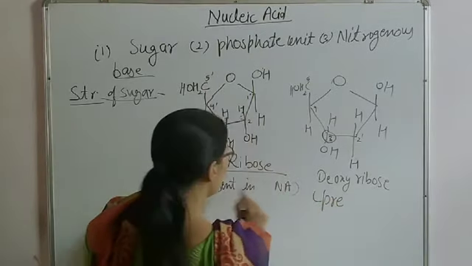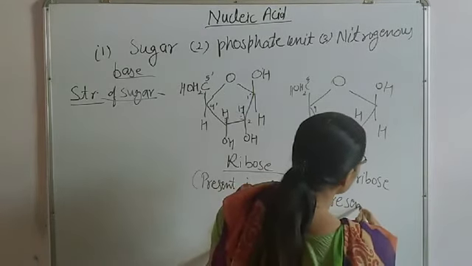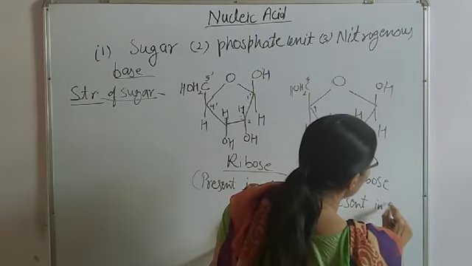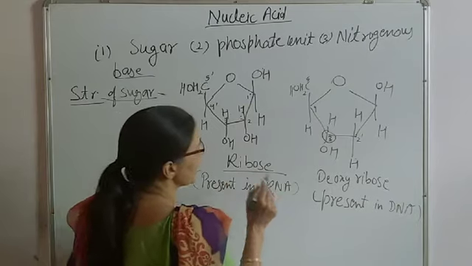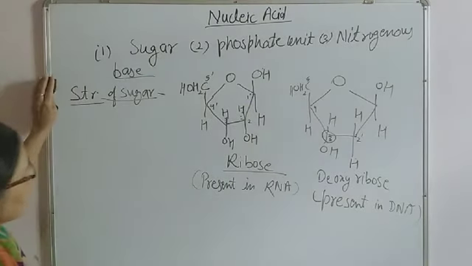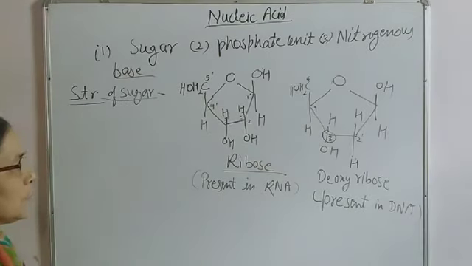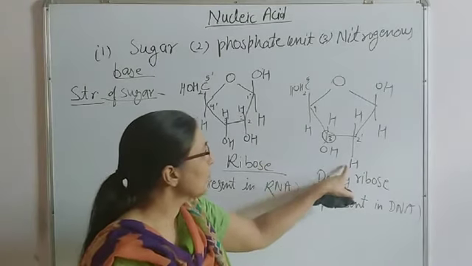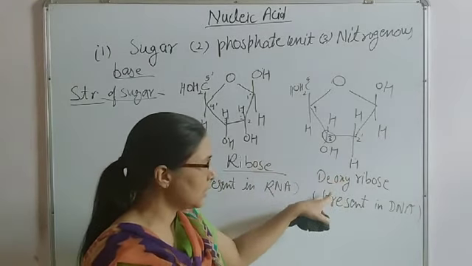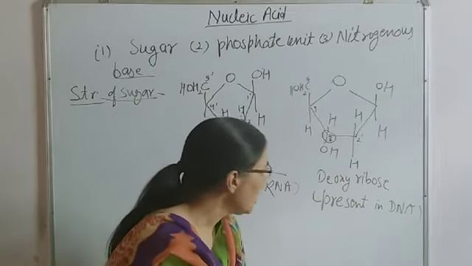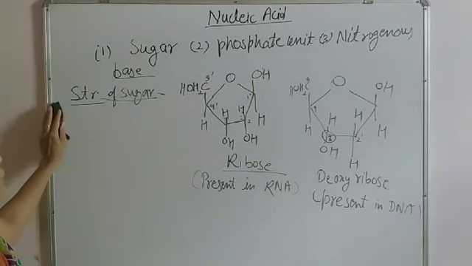Wherever the word deoxy is present, that sugar is present in DNA, and this ribose sugar is present in RNA. Ribose sugar, with the oxygen at the number 2 carbon atom, is present in RNA, while the oxygen at the number 2 carbon atom is not here in deoxyribose sugar, which is present in DNA. This is about the sugar.